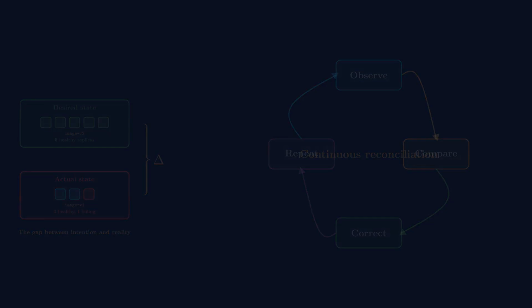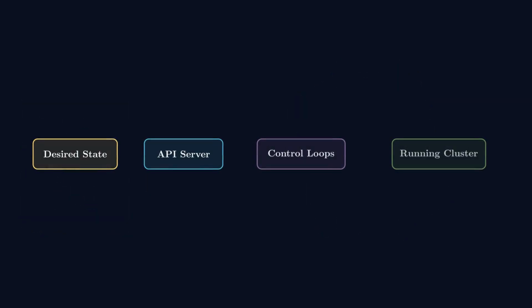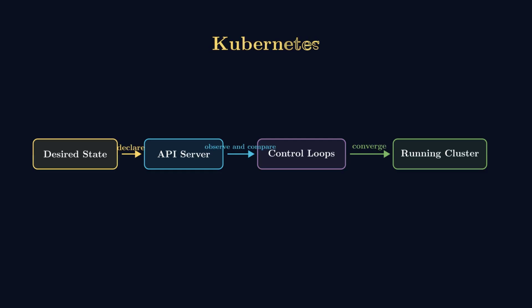Kubernetes was one elegant answer to this class of problem. It placed the desired state at the center of the system and built continuous control loops around it. You declare what should exist. Kubernetes keeps watching, comparing, and moving the cluster toward it.